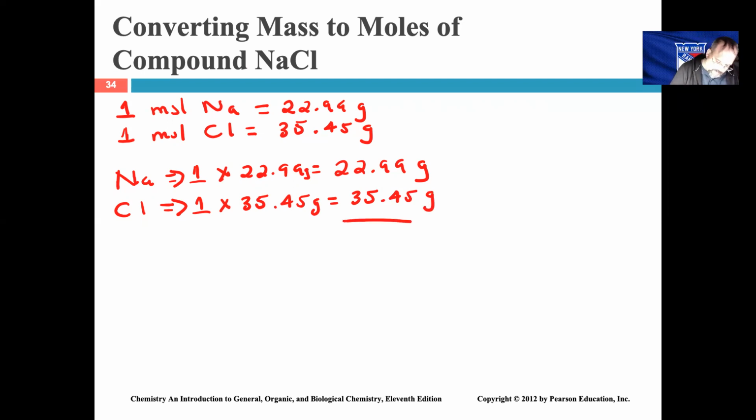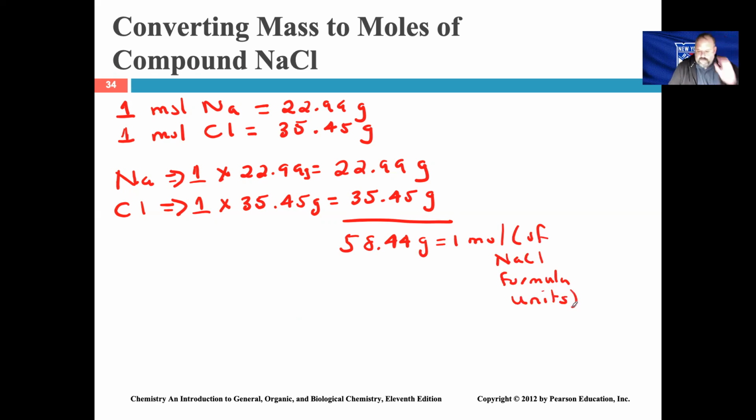So then we're going to add up those two numbers. 22.99 plus 35.45, and for sodium chloride, 58.44 grams would be equal to 1 mole. And essentially here, because we're dealing with an ionic compound, we would have 1 mole of NaCl formula units. So 1 mole of sodium chloride formula units would have a mass of 58.44 grams.